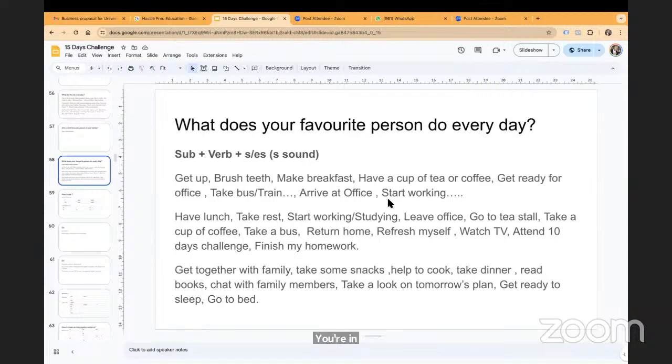And the office start working, have lunch, take rest, working, office go to.